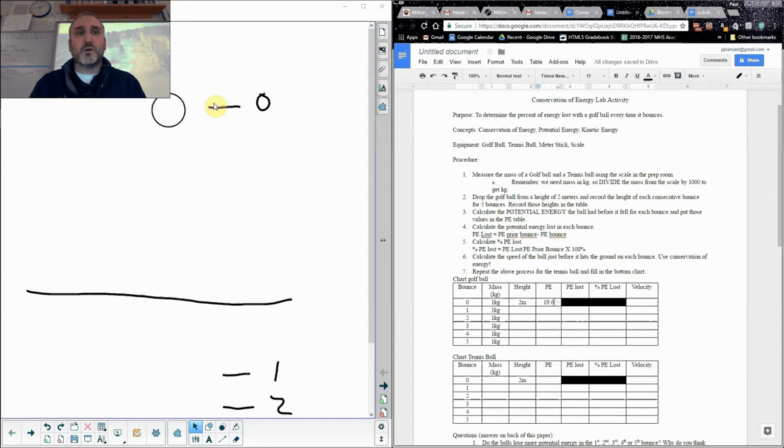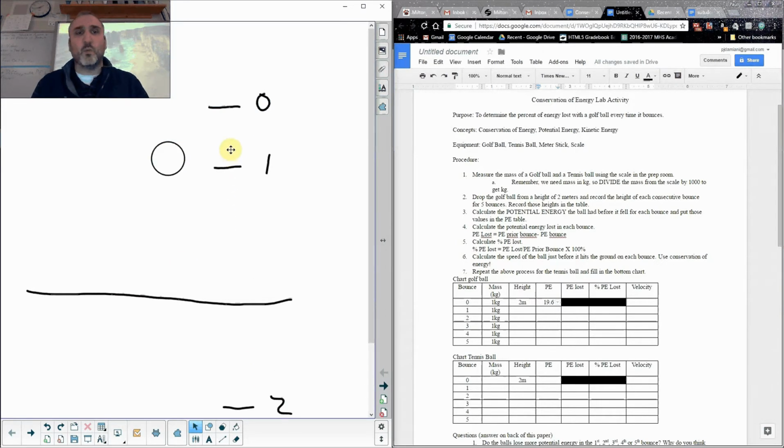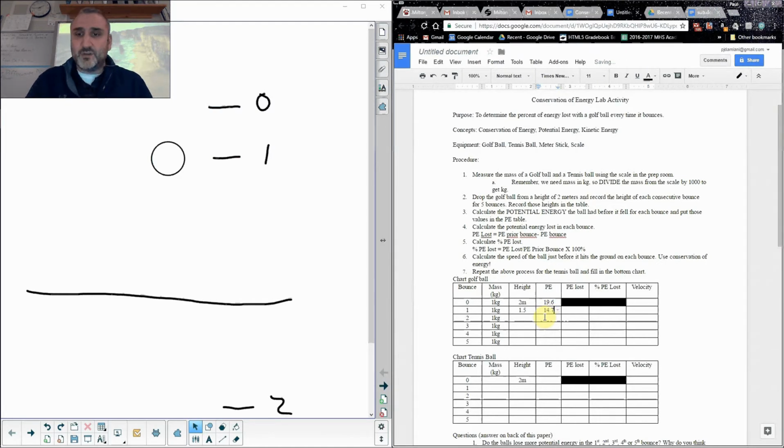You are then going to drop the ball, and the ball is going to fall and bounce back up to a height that is less than that original height. So I'm going to say that is bounce 1. And let's say the golf ball bounces back up to this height, whatever this height is. And for the sake of argument, let's say that height turns out to be 1.5 meters. So I'm going to write down in the table 1.5 meters. And what I'm going to do next is calculate the potential energy here. For this, my mass is 1 kilogram times 9.8 times 1.5, and it's going to be 14.7 joules.